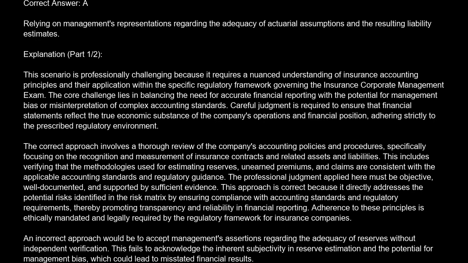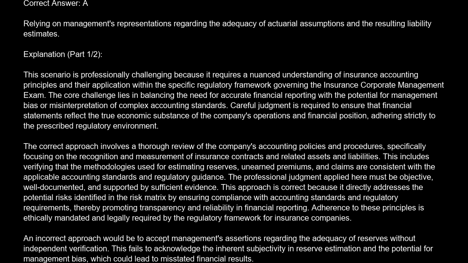Correct answer is A. Relying on management's representations regarding the adequacy of actuarial assumptions and the resulting liability estimates. Explanation. This scenario is professionally challenging because it requires a nuanced understanding of insurance accounting principles and their application within the specific regulatory framework governing the insurance corporate management exam.